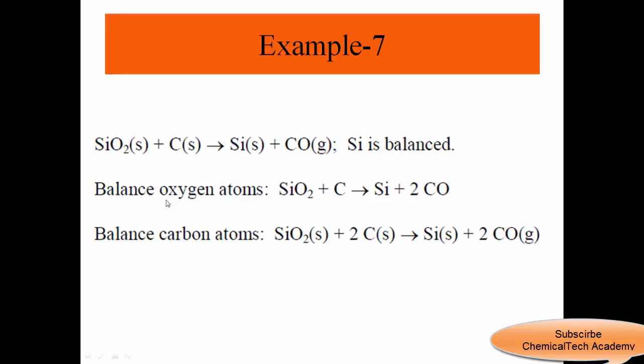Next example. SiO2 plus C is going to give us Si plus CO, carbon monoxide. So Si is balanced, C is balanced. Here we have 2 oxygen, here we have 1 oxygen. So we need to place 2 in front of CO. After that, we can check the carbon atoms. Here we have 2 atoms, and here we have 1. So we need to put 2 in front of carbon. So now the equation is balanced.